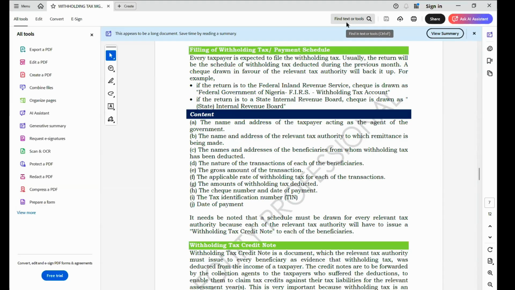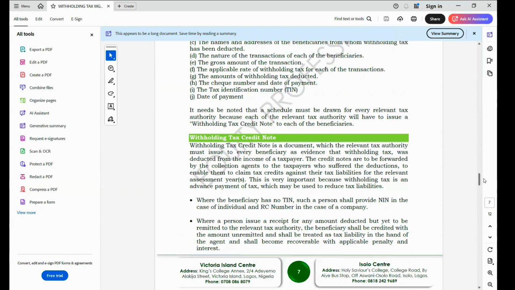Then after presenting this schedule, and the tax authority has collected the money, the tax authority must also present something to you to show that, yes, truly, we collected money from this agent. That document shows that you have truly remitted the withholding tax. It is what is called the credit note. So that will now lead us to the next topic, which is the withholding tax credit note.